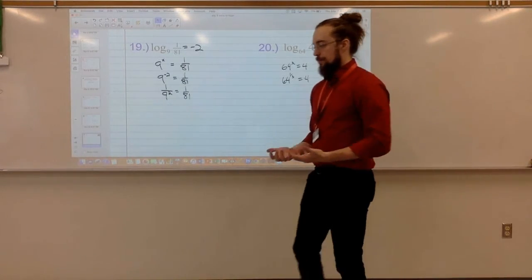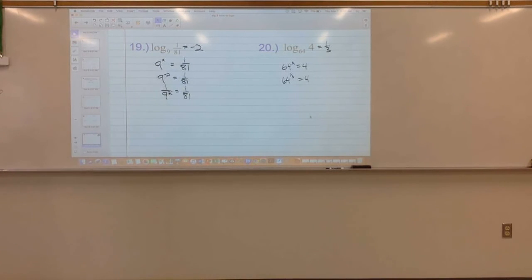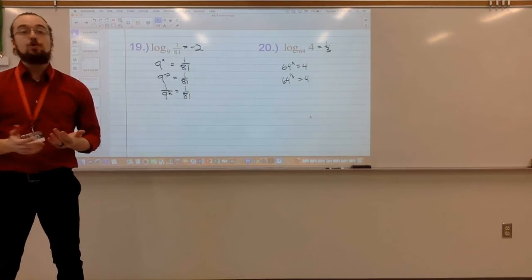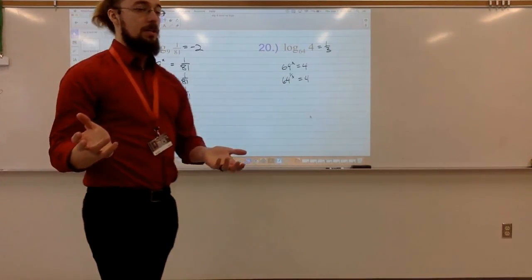And that's pretty much it for our intro to logs and exponentials, just looking at the relationship between the two of them. This relationship is going to be important as we get into solving equations dealing with logs and exponentials. All right, so that's it for today.